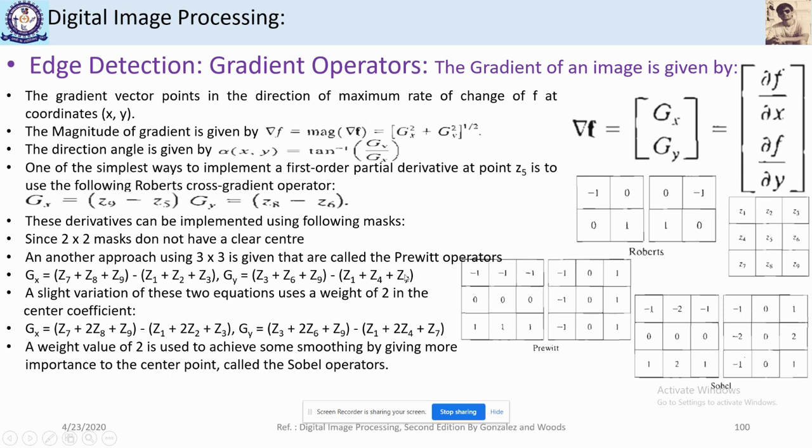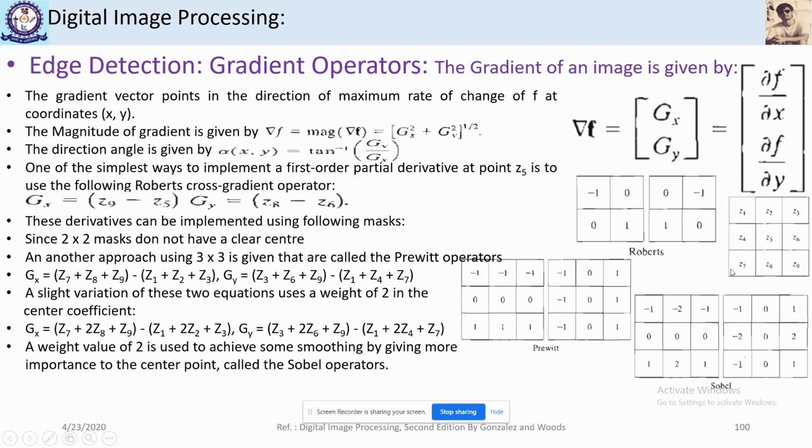Another approach, with 3 cross 3 masks, was proposed by Prewitt, so they are called Prewitt's operators. In this, Gx is given by Z7 plus Z8 plus Z9 minus Z1 plus Z2 plus Z3. That means when we subtract the first row from the third row, we get the partial derivative in the x direction.